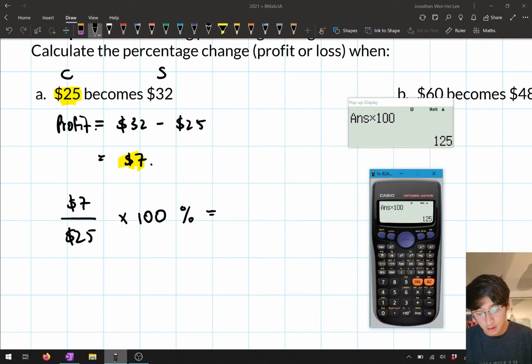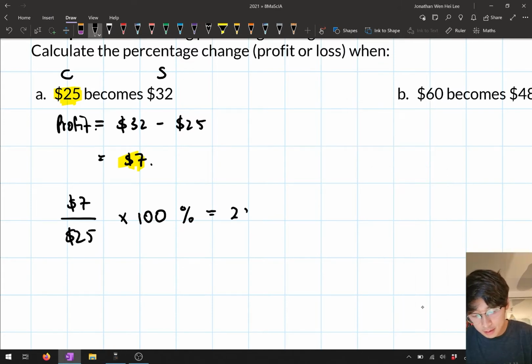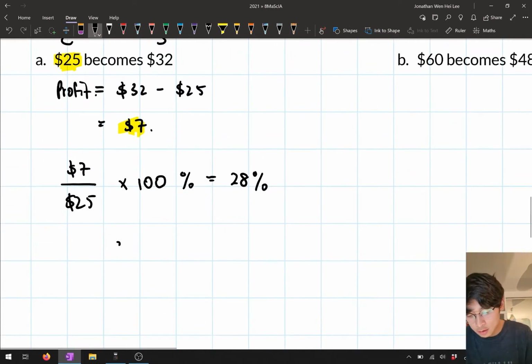So let me go through this. I've got 7 over 25 times 100. And so here we get 28%. So that's how we calculate a percentage of profit or loss. Let's just summarize it. This is a 28% profit.